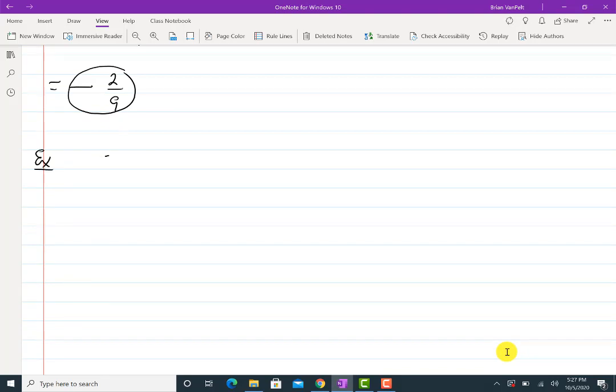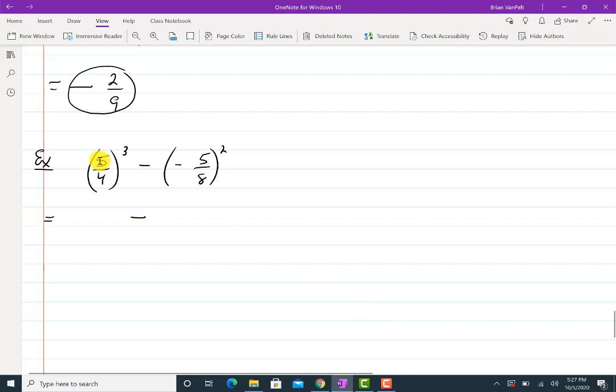Next, I have 5/4 to the third power minus negative 5/8 squared. I'm going to do the exponents first for obvious reasons, so I'll bring down my minus sign. Now, 5 to the third is 125. 4 to the third is 64.